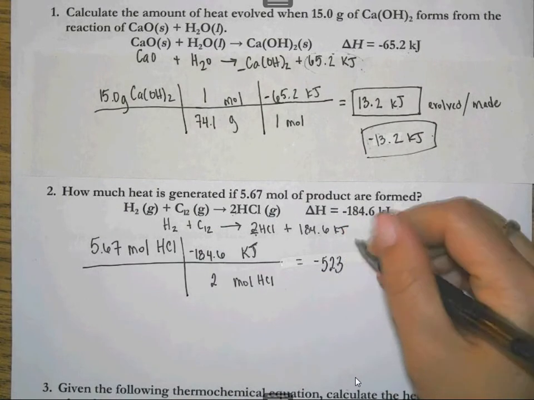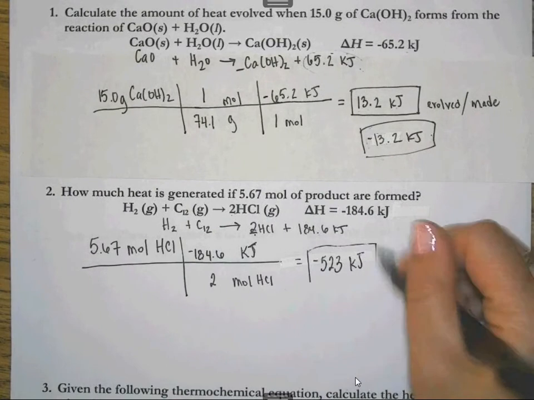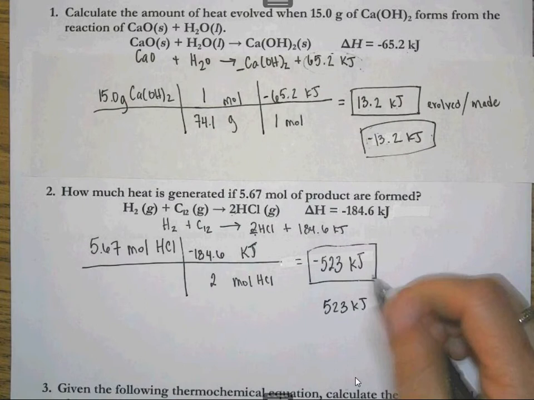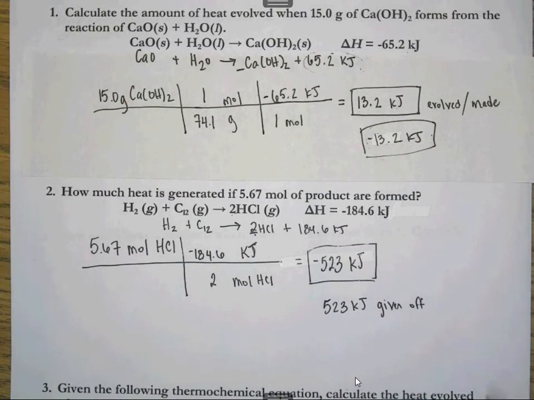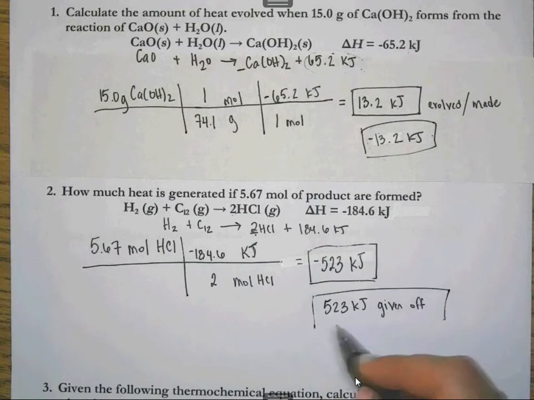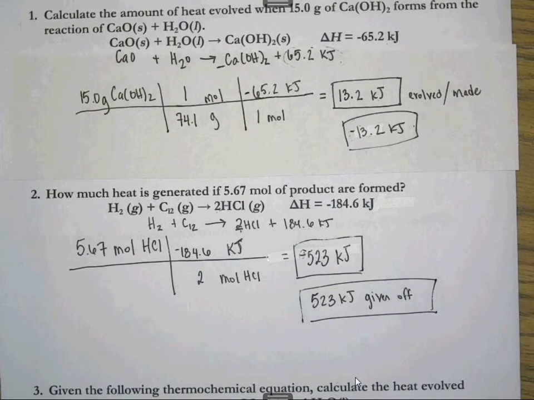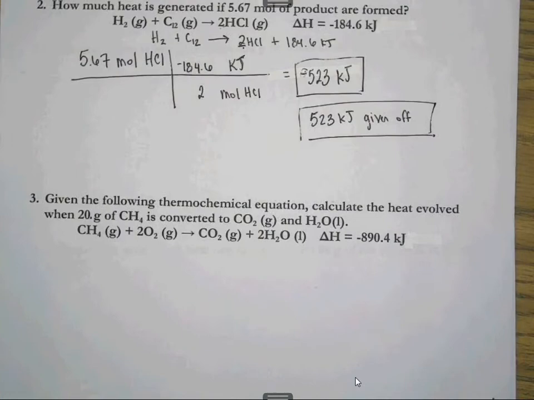And if I calculate my numbers here, I've already done it, so with the magic of video, I'll just pop out a number here. It's negative 523 kilojoules. I can answer it that way. I would also equally accept if someone put in words, 523 kilojoules given off. Those mean the same thing. You're telling me the given off by putting that negative sign on there.